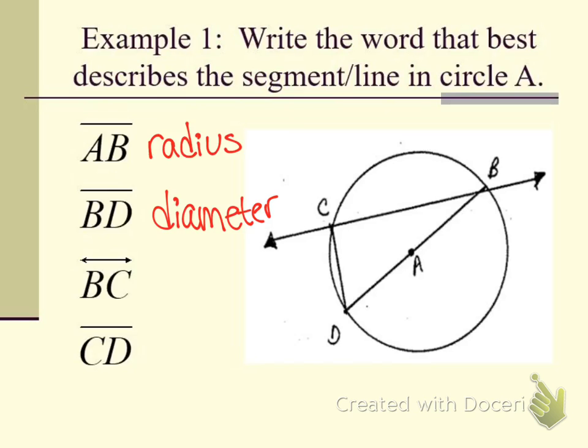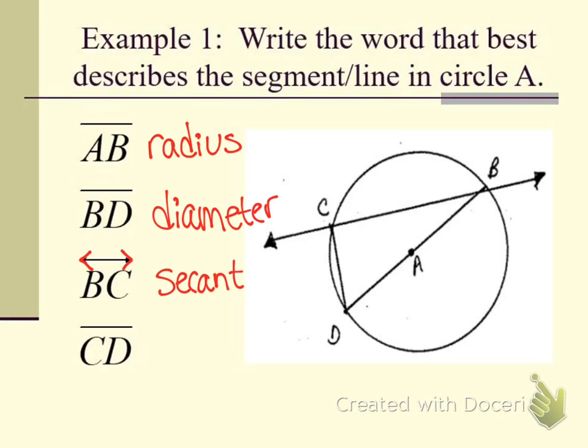Next up, we've got line BC. Notice that this has arrows on the ends of it. That means it's got to be a line, not just a segment. Some people have already said it. It is a secant. A line that touches our circle at 2 points.